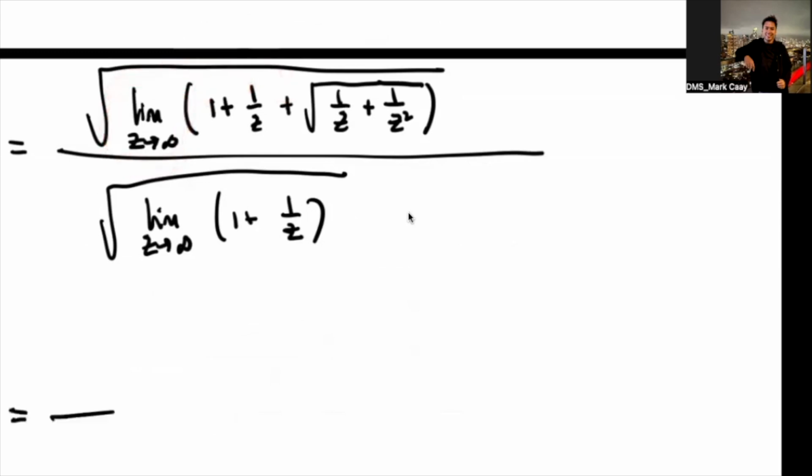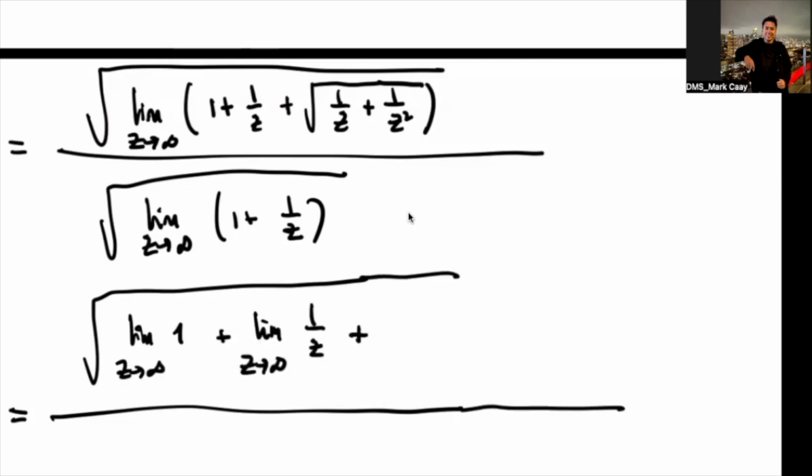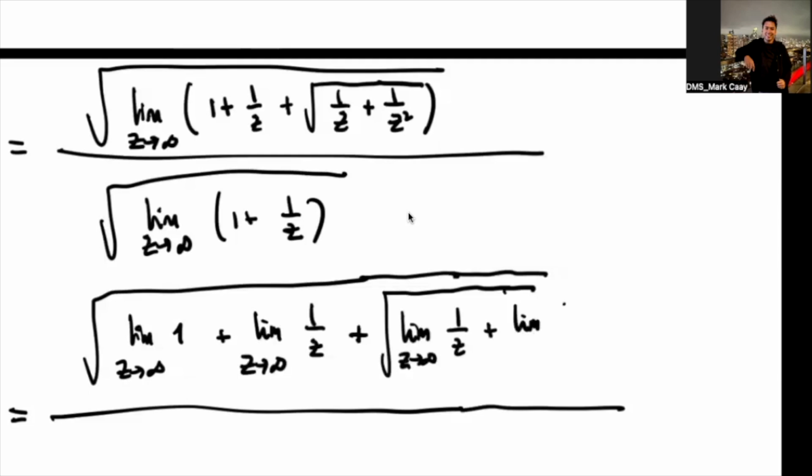So ang mangyayari, we have the square root of the limit of 1 as z approaches infinity plus the limit of 1 over z as z approaches infinity. Plus the limit. Eto siya, di ba? The limit of the square root. So, papasok siya ulit. So, ang mangyayari, naging ganito siya. So, the limit of 1 over z as z approaches infinity plus the limit of 1 over z squared as z approaches infinity.